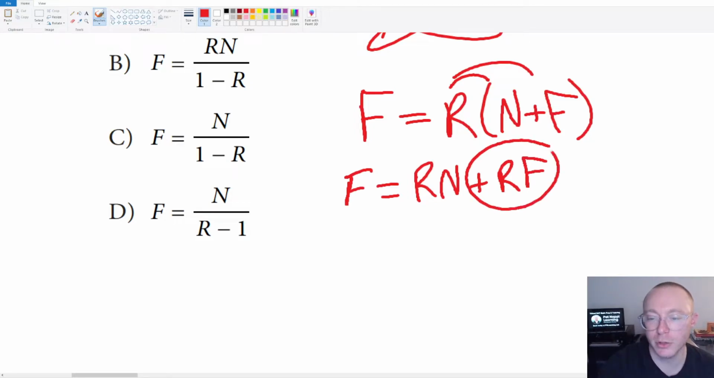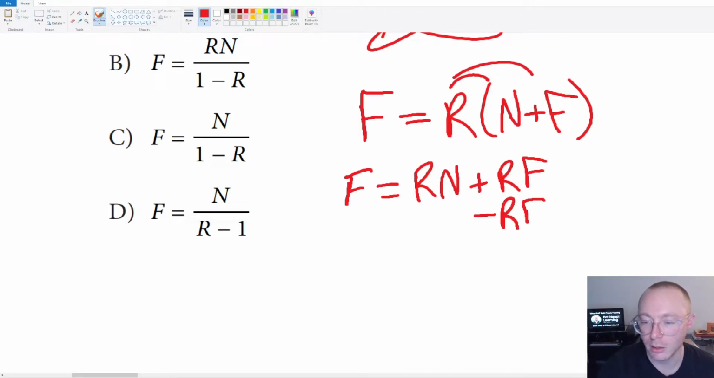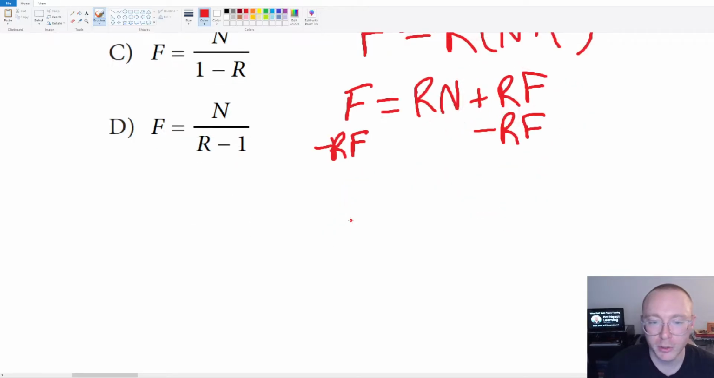And now we're able to take this plus Rf and get it to the other side. Rf is just some number, right? We can see that it's being added. Let's just subtract that on both sides. And if we subtract that, we're going to be able to get both f's on the same side.